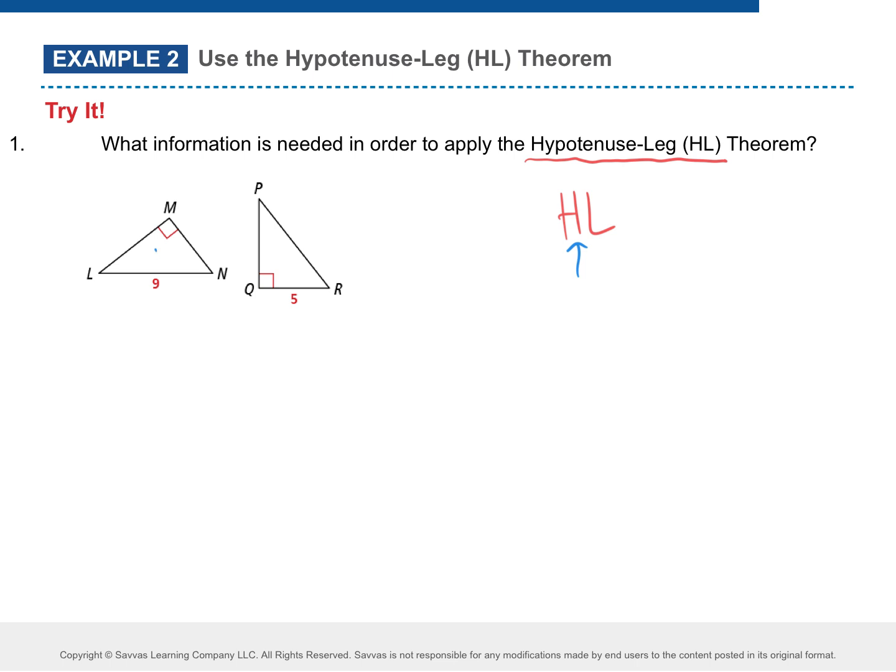What's the hypotenuse on this triangle right here? 9. So what would we have to say for this one? That one would have to be 9. Okay, so now they have congruent hypotenuse. Okay, so hypotenuse is good. What about the leg?